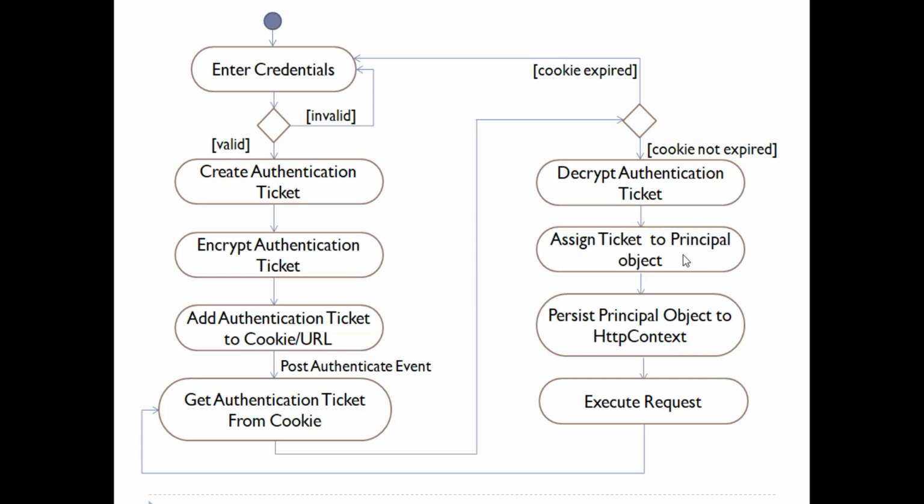So here one more step gets added. We have to create our own custom principal class, and then assign our ticket data to our principal object. After that we persist this object to our HTTP context, so we can access those user details in any controller, in any action method, as well as in our view. Then the requested URL, or the request, gets executed. Remember, we are going to write code on the post authenticate event in our global.asax file. So let us see this part practically.